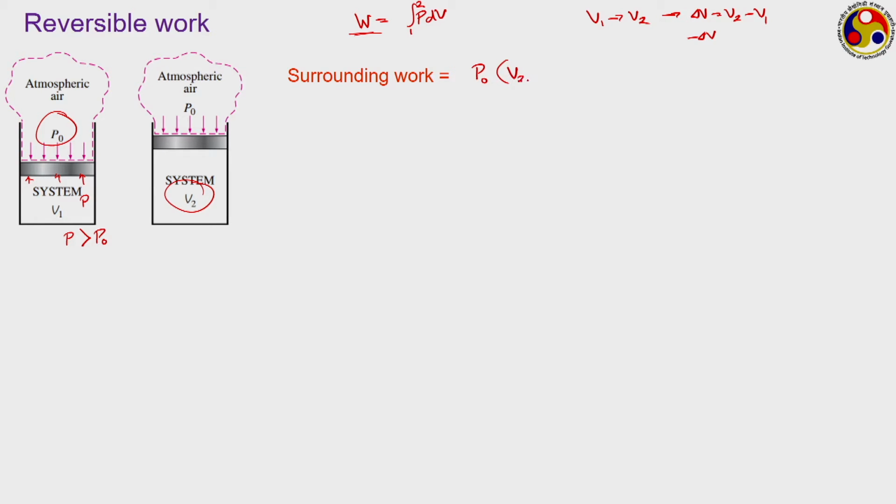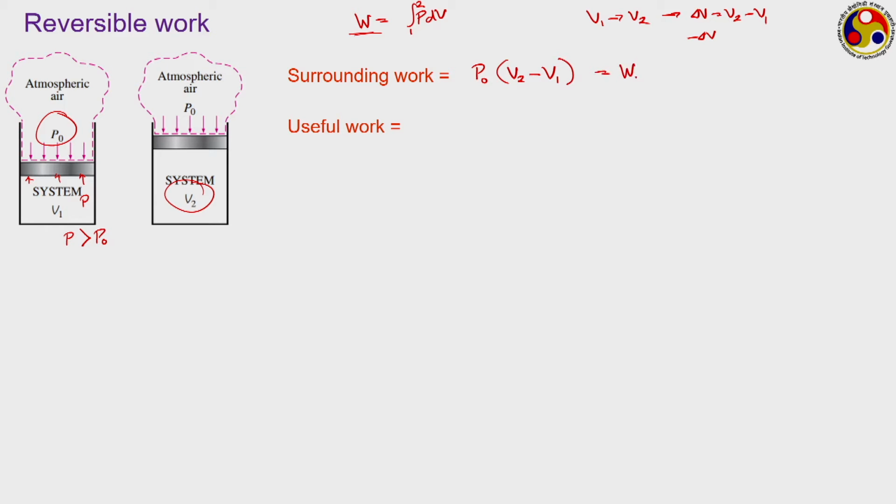So, it can be referred to as P naught into the change in the volume of the system, P naught into V2 minus V1. This is the amount of work which has been given to the surroundings because of the movement of the boundary, and therefore, what is the actual work output or usable work output you are getting, that refers to the useful work.